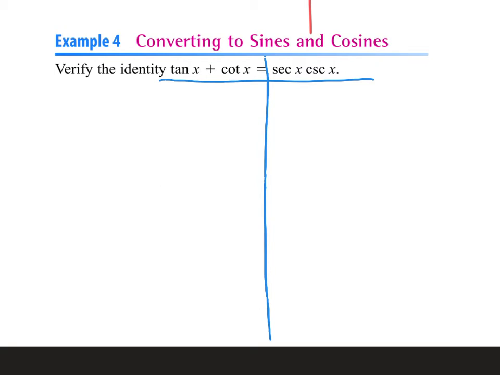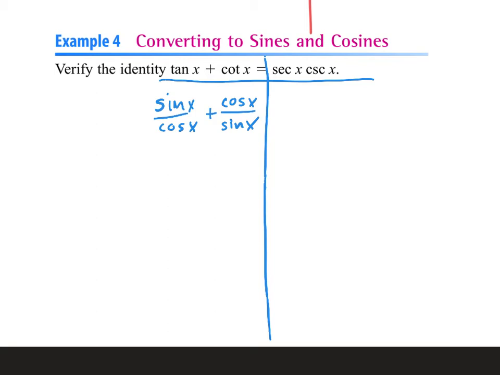Where do you think we should start? Tangent x equals sine x over cosine x. Yeah, so tangent is sine x over cosine x. And then what's cotangent? Cosine x over sine x. Perfect. Cosine x over sine x.